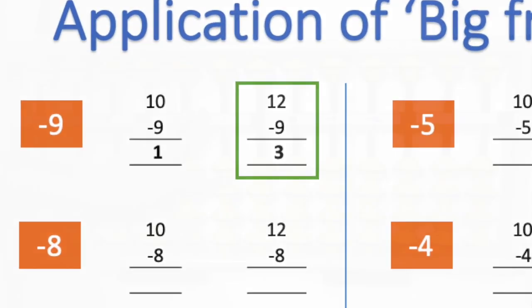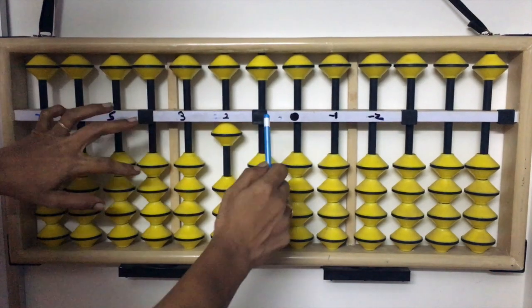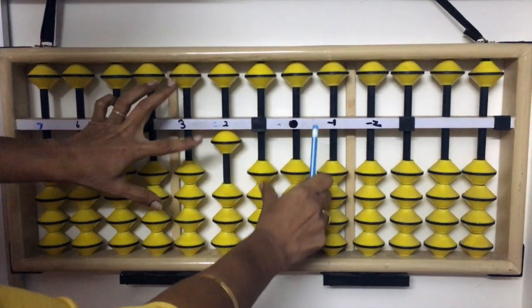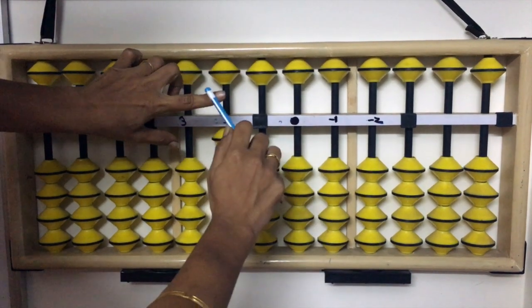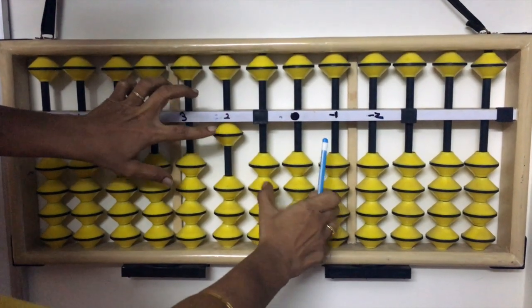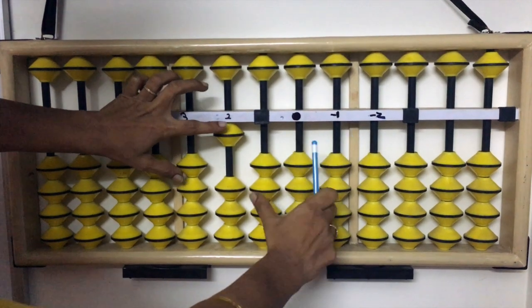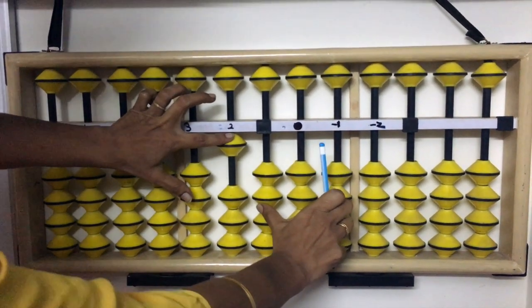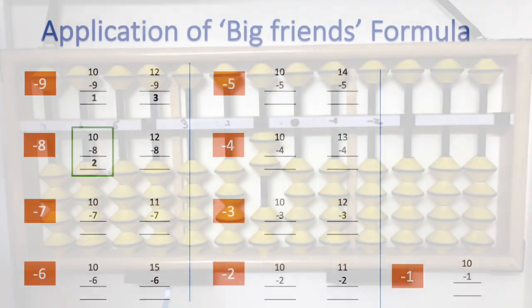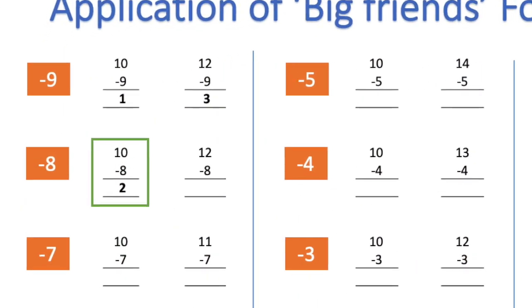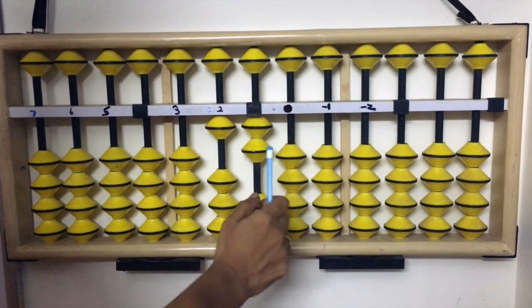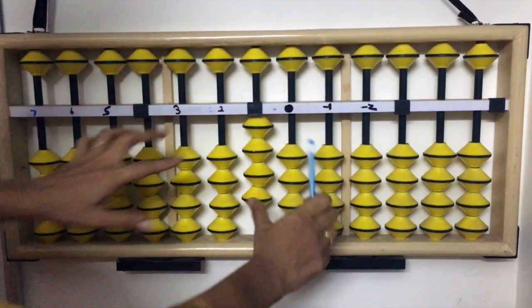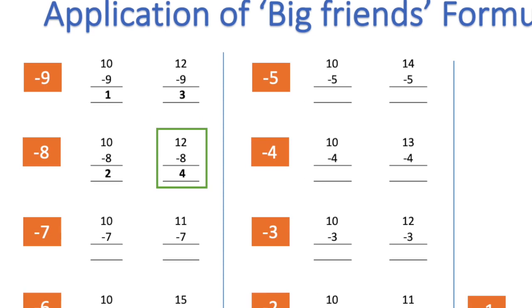10 minus 8. To do minus 8, we should add the friend of 8. So, do minus 10 with the left hand index finger and then add 2 with the right hand thumb. Minus 10 plus 2. Answer is 2. Next, 12 minus 8. How to do minus 8? Minus 10 plus 2. Answer is 4.